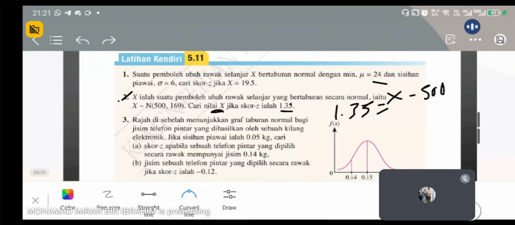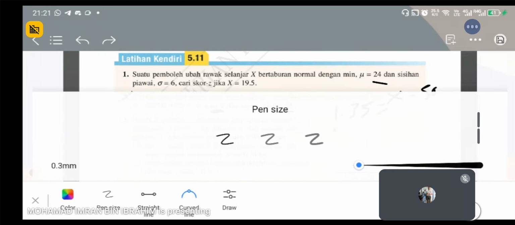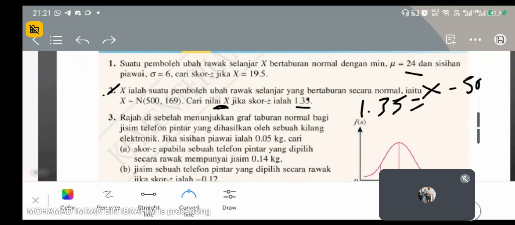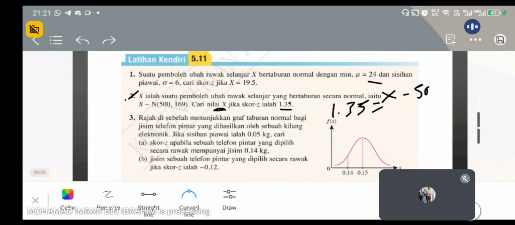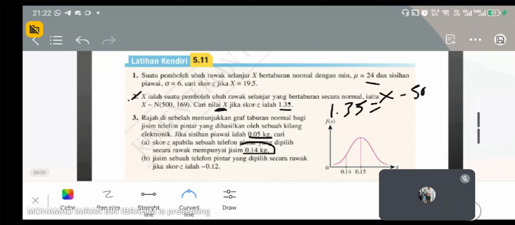Right. So we have finished the second question, and then the third question here is that taburan normal bagi jisim telefon pintar yang dihasilkan oleh sebuah kilang elektronik. Alright. Jika sisihan piawai ialah, okay, they got sisihan piawai already. Cari skor Z apabila sebuah telefon pintar yang dibeli secara rawak yang jisimnya 0.14 kg. Alright.